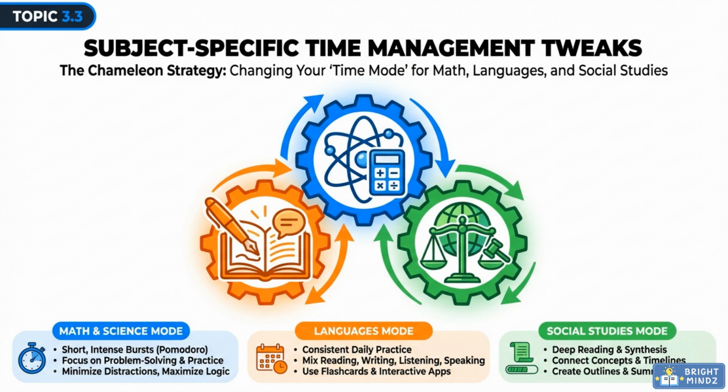Different subjects demand different time management styles. In this module, you'll learn a chameleon strategy so you can switch modes. Fast, problem solving time for math and science. Steady practice for languages. And deep, structured reading and writing for social studies. By the end, you'll know how to match your pace to the subject in front of you.